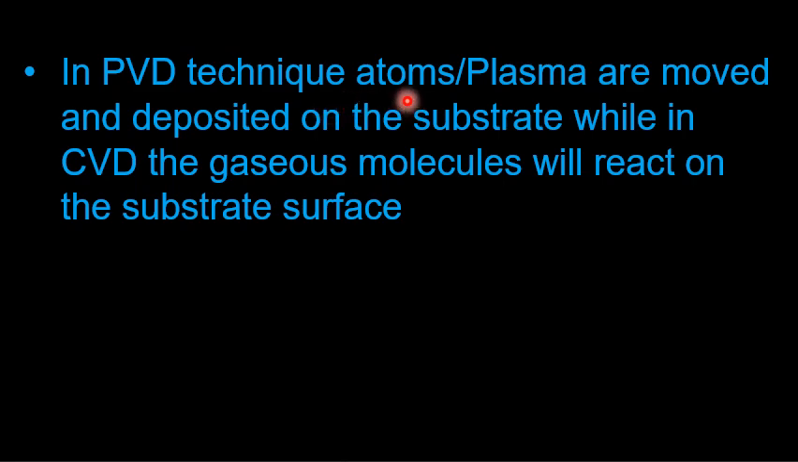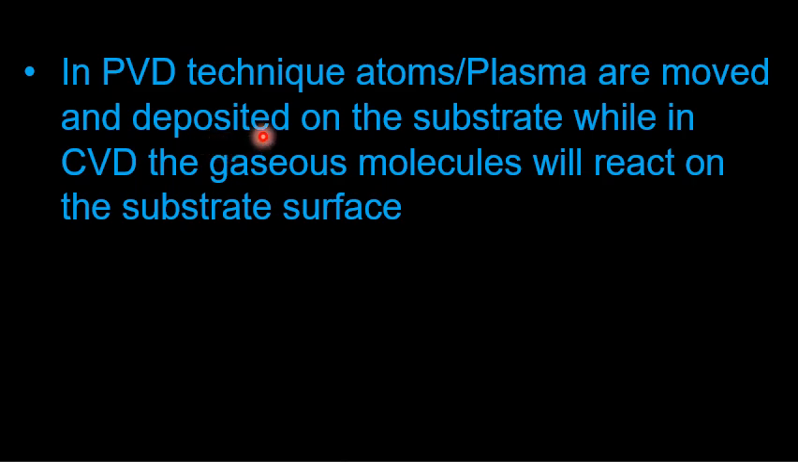The precursor material or a source material is converted into a plasma or atoms of plasma due to a thermal evaporation, especially in case of closed space sublimation system, or by electron beam in electron beam operation system, or by sputtering. So all these techniques basically convert a source material into atoms and plasma, which is then transported and deposited onto a surface of a substrate as a thin film.